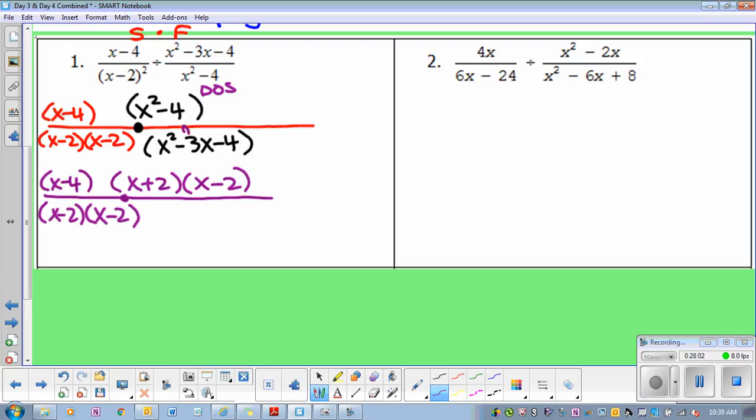On the bottom, we have AM. Two numbers that multiply to give me negative 4, add to give me negative 3. What are they? Negative 4 and 1. So it's x minus 4, x plus 1.